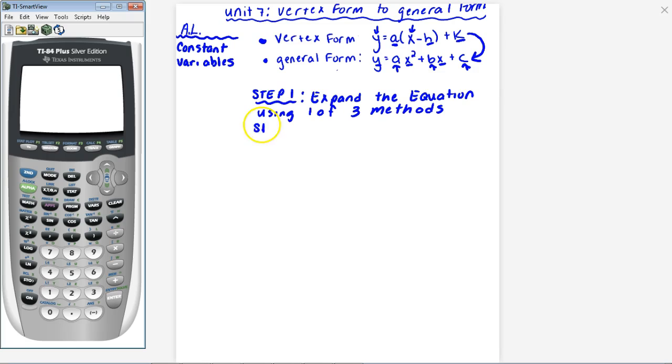Then, the second step, so these are just kind of high-level steps. The methods are going to be the hard part of what we're going to start to do. The second step, or step 2, is going to be simplifying and combining like terms. Okay, so we'll have two different equations, but when we graph them, we will get the same parabola, right?